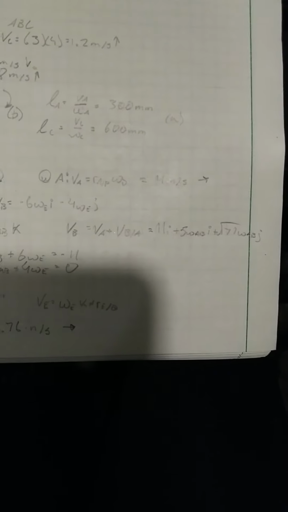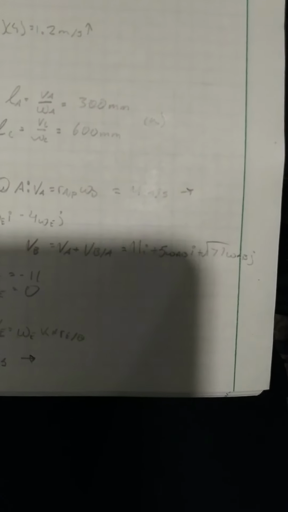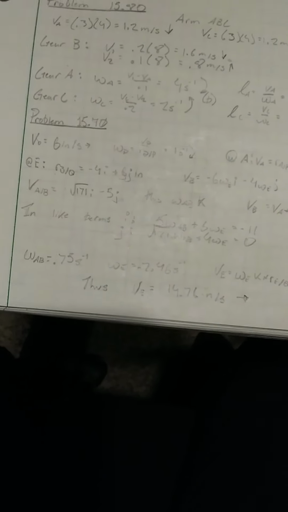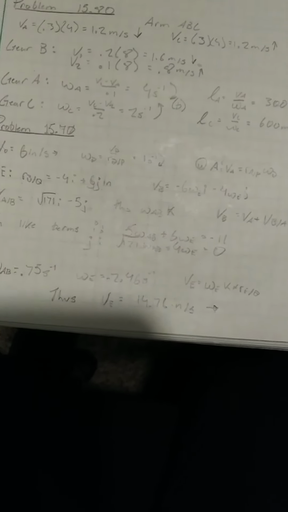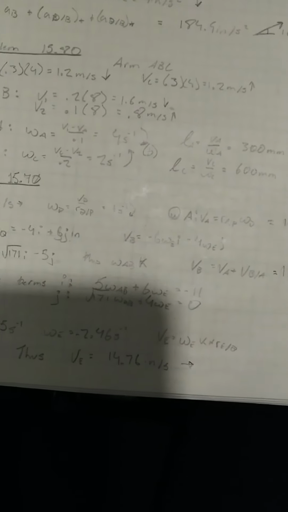Okay, so we go ahead and we start out with V naught equals 6 inches per second to the right, and then we can find our angular velocity of D is 1 radian per second clockwise. And then at point A, we've got V sub A equals R sub AP omega D, and we get that equals 11 meters per second. And then at E, at disk E, we've got R sub B over Q equals negative 4 inches I plus 6 inches J.